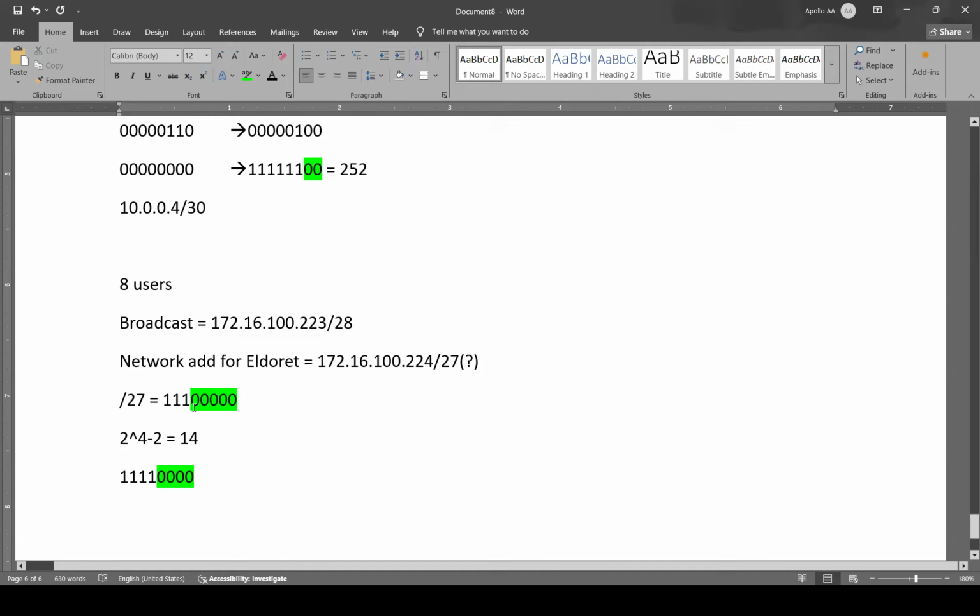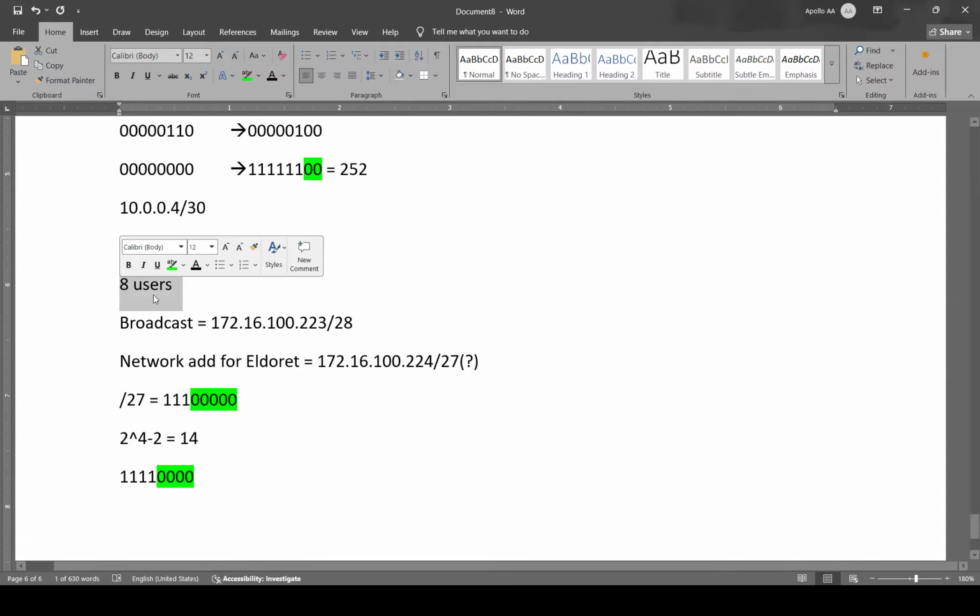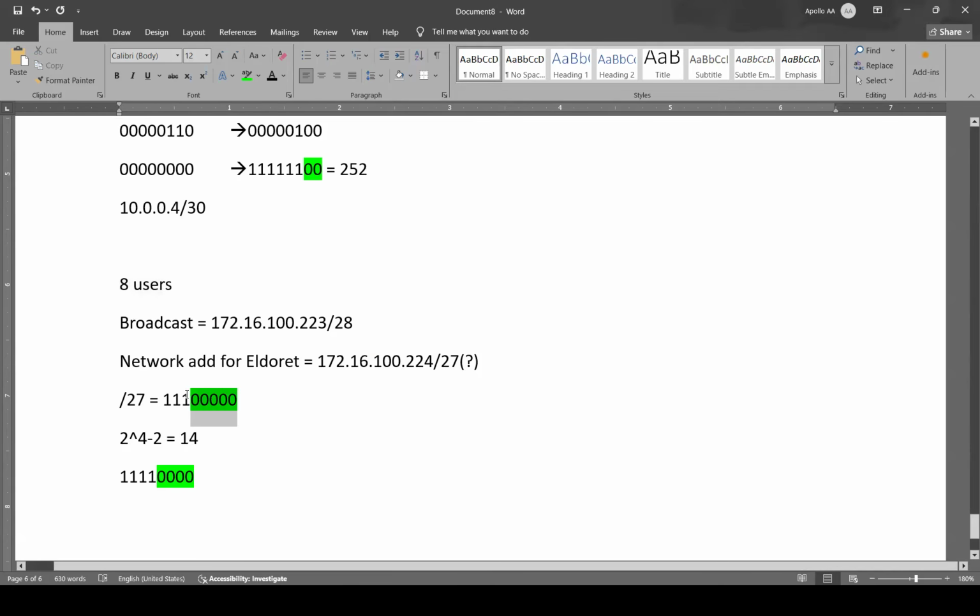Yes, so here we have 5 host bits, but 5 host bits will give us 32 addresses, which is way more than 8. We will still waste more addresses. So we want to make sure that we do what is called efficient use of IP addresses. We don't waste addresses, or if we must waste, we waste very minimal. Here, if we use 5 host bits, we will be wasting 22 addresses. So we ask, is there a way to reduce that wastage?